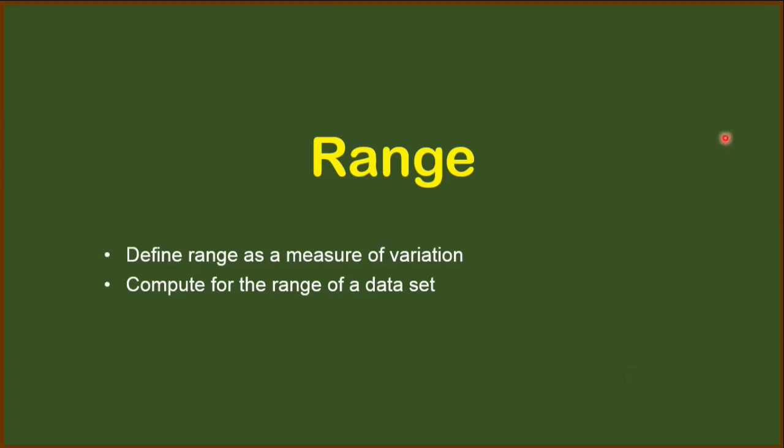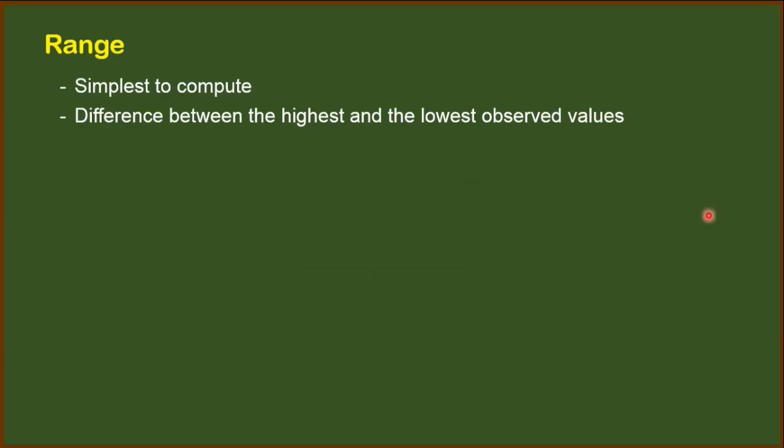In this video, we will be discussing the first measure of variation, which is the range. Without further ado, let's get this lesson started. Range, as previously defined, is the simplest to compute among the different measures of variation. It is also the difference between the highest and the lowest observed values, just as how we compute the range while we are constructing a frequency distribution table.